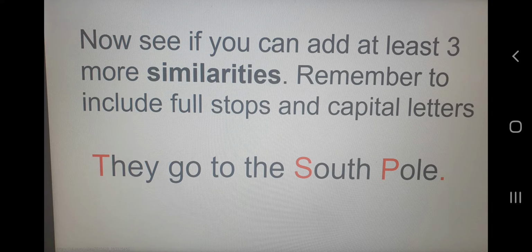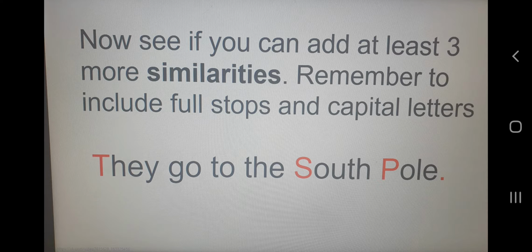Now, what I want you to do is think of at least three more similarities, and write them in your comparison chart. When you are writing your similarities, remember to include full stops and capital letters. Now, here we go. I've written an example. They go to the South Pole.